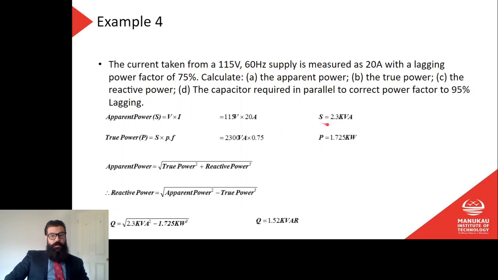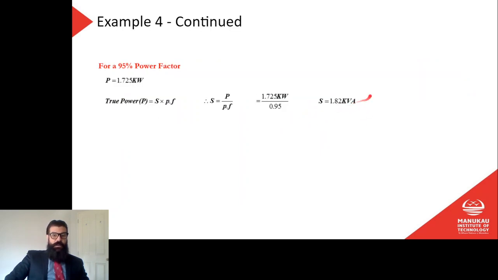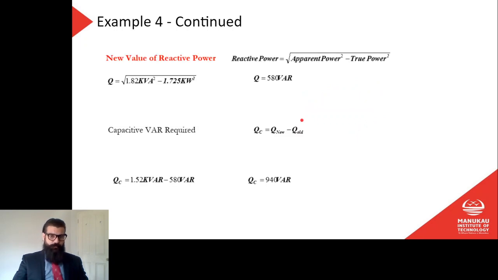Remember, apparent power at the moment is 2.3 kVA. I want it to be 1.82 kVA. So how am I going to do that? Well, I need to add in a capacitor to bring the reactive power down, so that the apparent power will come down.